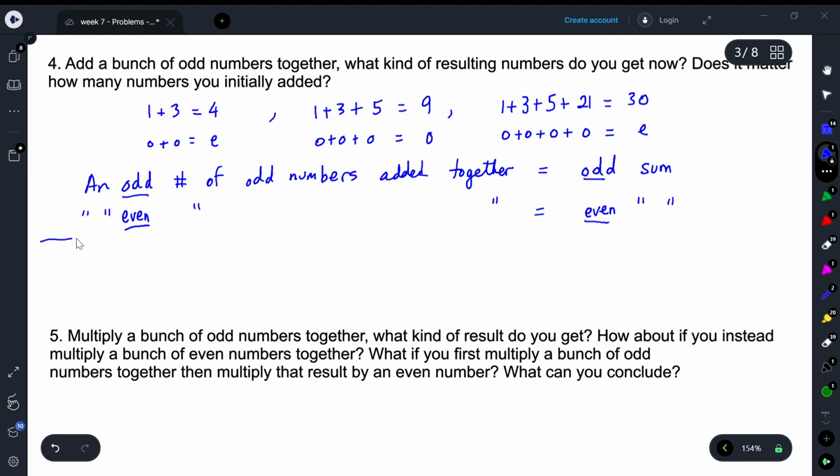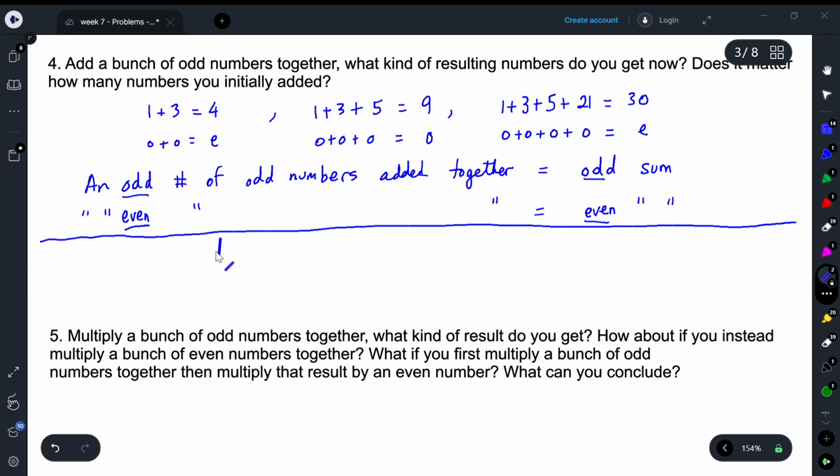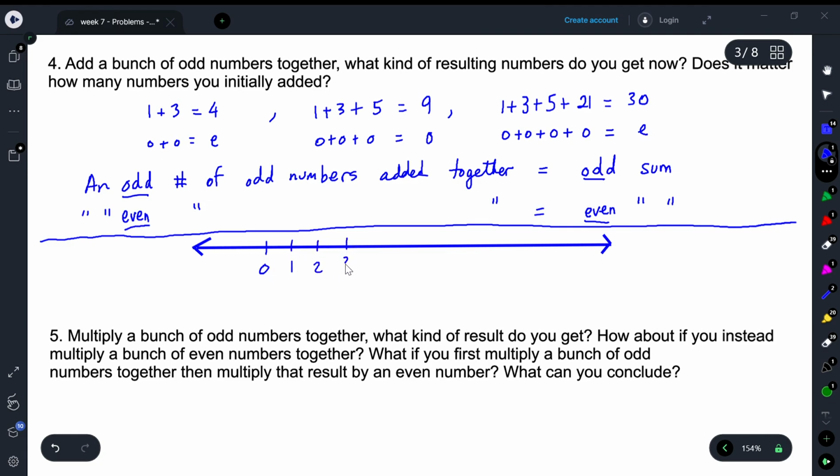All right, I know this seems obvious, but can we sort of prove it or explain it logically with pictures? Well, let's imagine we have a little number line here. What do we know about a number line? We know that whole numbers on the number line are always 1 apart. So consecutive whole numbers are always 1 apart. 0, 1, 2, 3, 4, 5, and so on. And you can do the same thing with negative numbers, -1, -2, and so on.